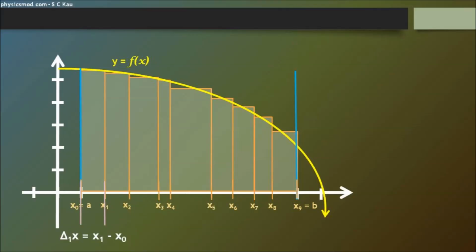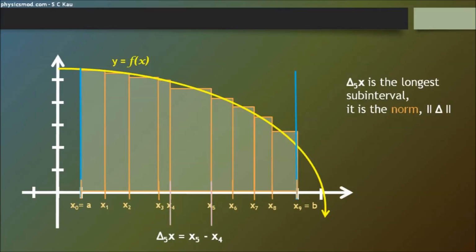Let the length of the first subinterval be delta 1x equals x1 minus x0. Delta is the triangle you can see. It's a Greek letter. A set of all such intervals is called a partition. Since delta 5x is the longest subinterval of the partition, its length is called the norm, or standard length, of the partition.